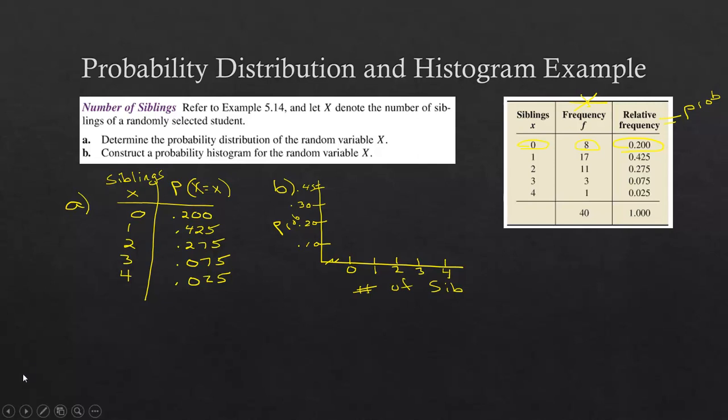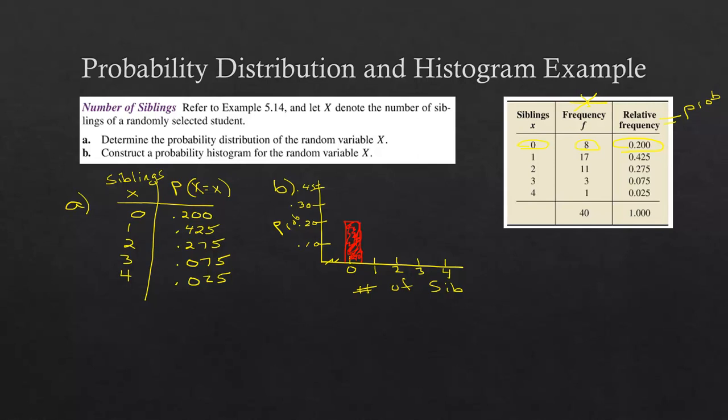Okay, so if we're going to do the histogram here, what do we need to do? Well, we are going to look at where x is 0. What's the probability when x is 0? Well, it's 0.2. So I'm going to draw my bar up to 0.2. Okay, and that bar represents a probability of 0.2.